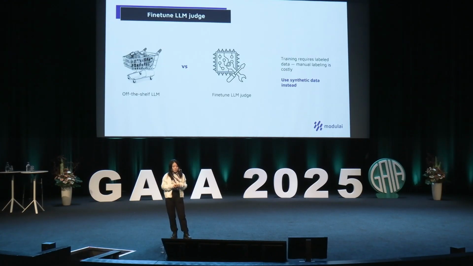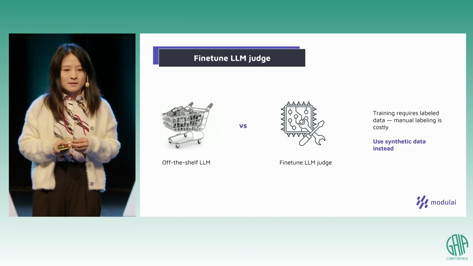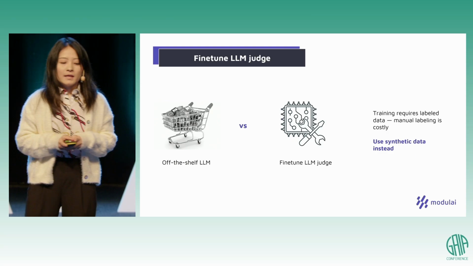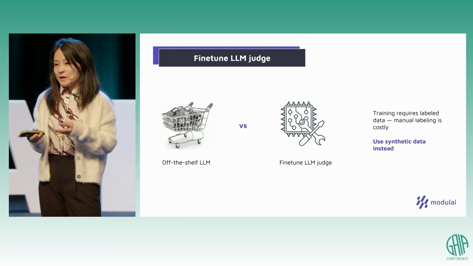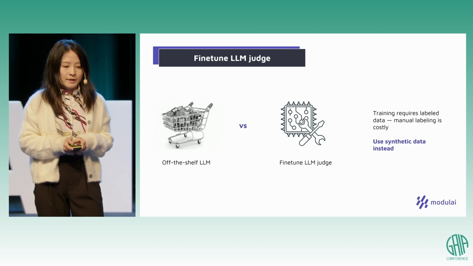We can take this step even further. So instead of relying on off-the-shelf LLM models, you can also fine-tune an LLM judge on your own data. And this means that you actually need to create some labels. Say, okay, this response is good and this response is bad. But then manually creating labels is quite time-consuming. So what you can do instead is to generate synthetic data.